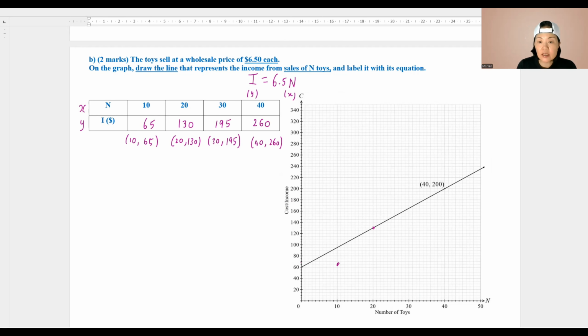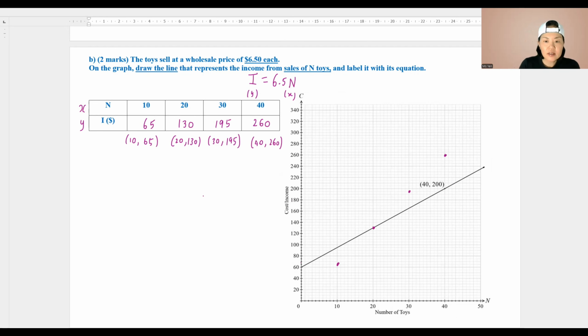I just noticed that it's on this original line, which means its intersection point sort of indicates the break-even point. Okay, 30 is 195. So I'm going to go to between 180 and 200, halfway, and then one more. So that'll be my 195. And then when it's 40, I'm going to go up to 260. 260 is easy there, so right on the dot. Okay, so I've done it.